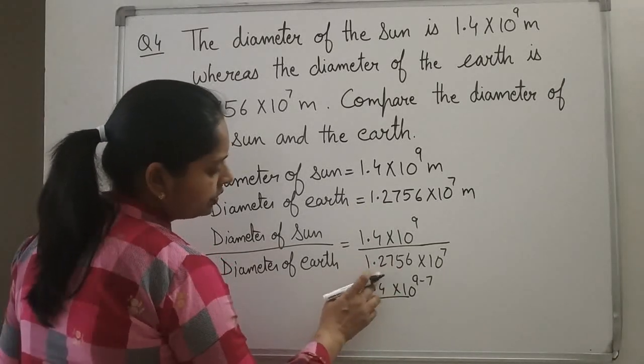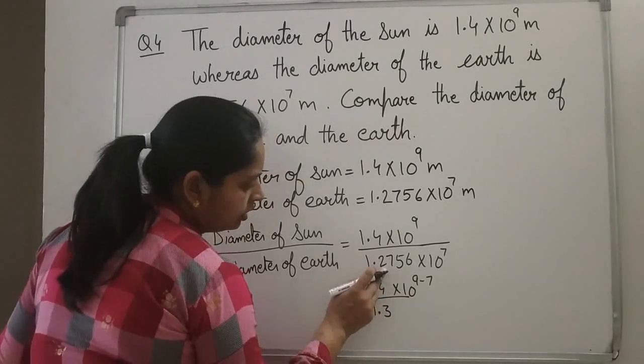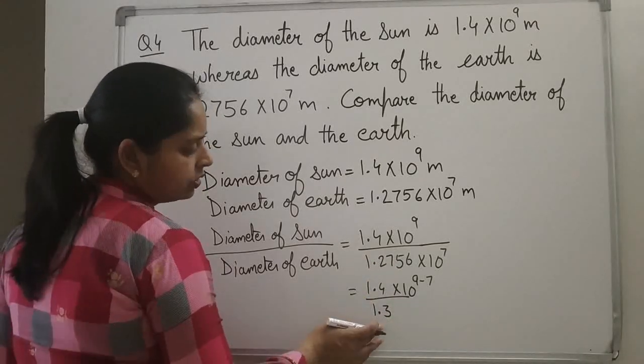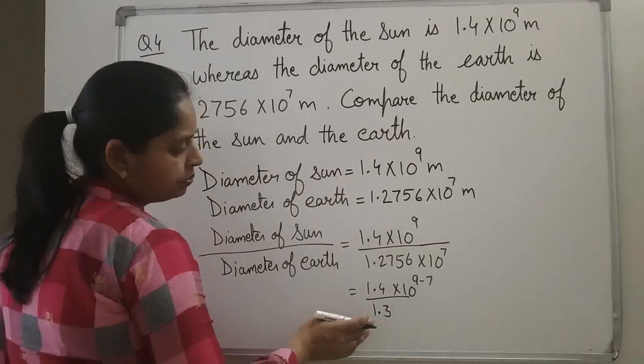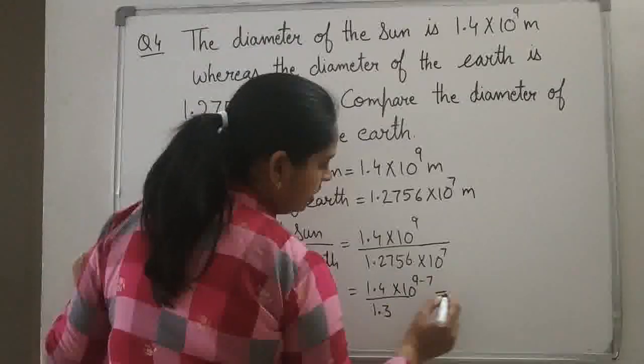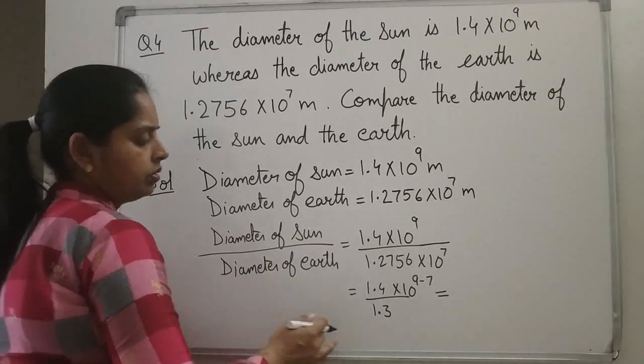If we round off this number, we can write this as 1.3, because after 2 what is there? 7, which is more than 5. So if we write the approximate value, it will be 1.3. Both are having one decimal place now, so it is nearby. 13 and 14 are there, so they are nearly equal, right?